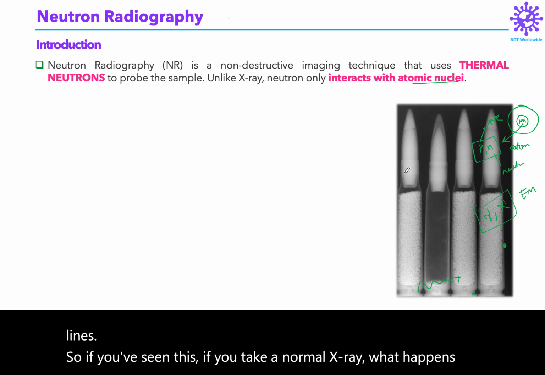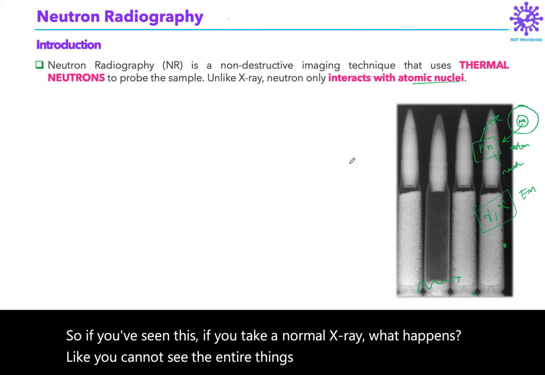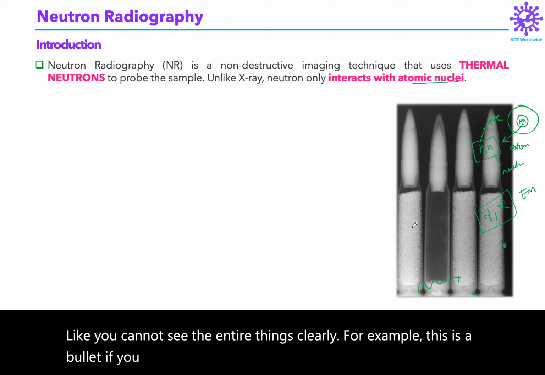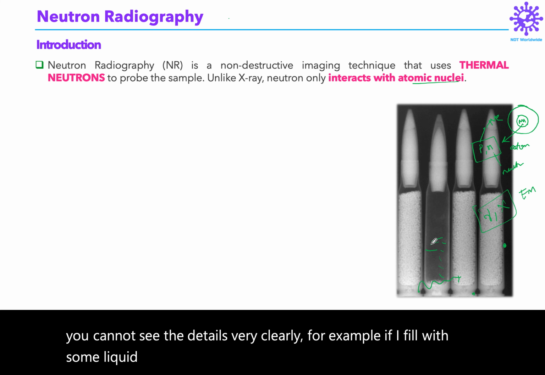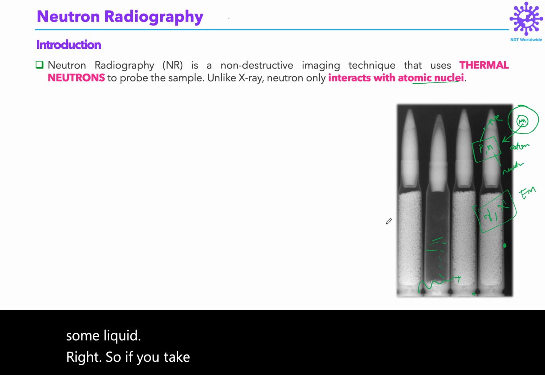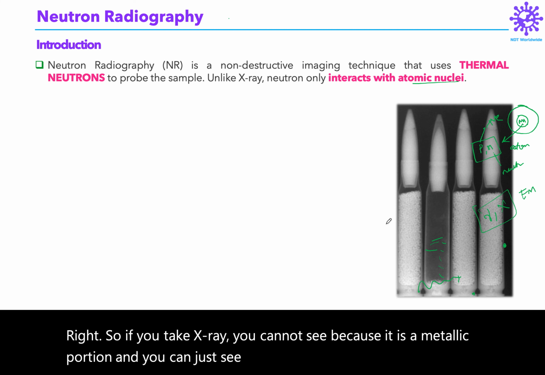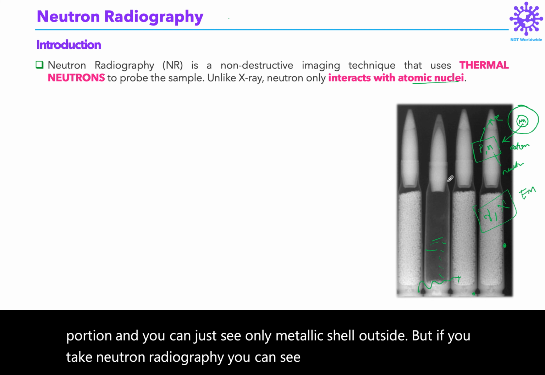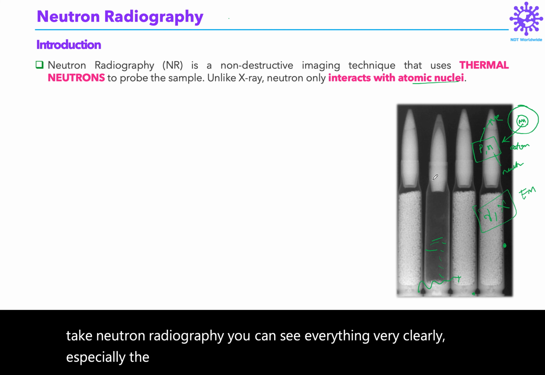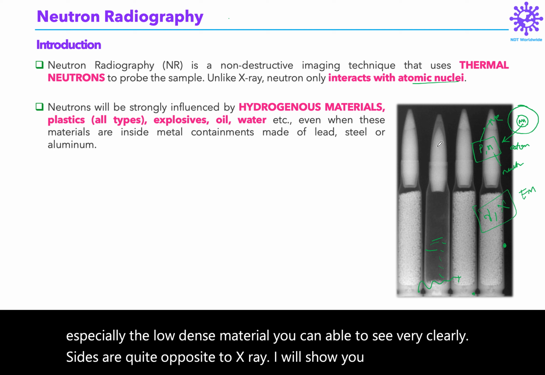If you take a normal X-ray, what happens? You cannot see everything clearly. For example, this is a bullet. If you have something inside and you take an X-ray, sometimes you cannot see the details very clearly. For example, if I fill it with some liquid and take an X-ray, you cannot see it, because it is a metallic portion and you can see only the metallic shell outside. But if you take neutron radiography, you can see everything very clearly, especially the low dense material. It's quite the opposite of X-ray. I will show you the pictures later, then you can realize.